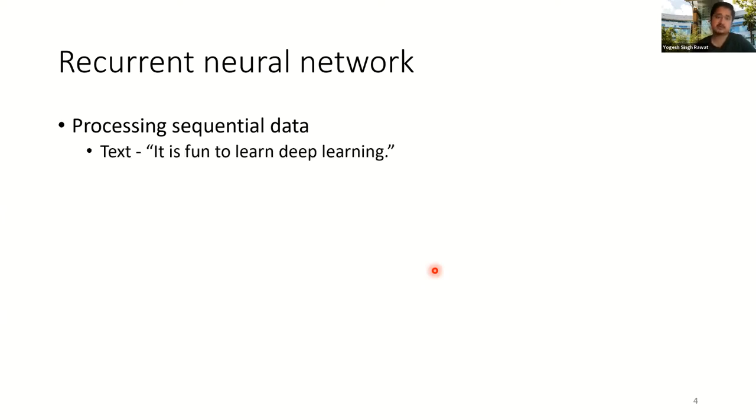So some examples of sequential data. Text is one good example, and in NLP, I think recurrent networks are used a lot. In text, you have one word, in fact, one character at a time. So it depends on how you want to process.